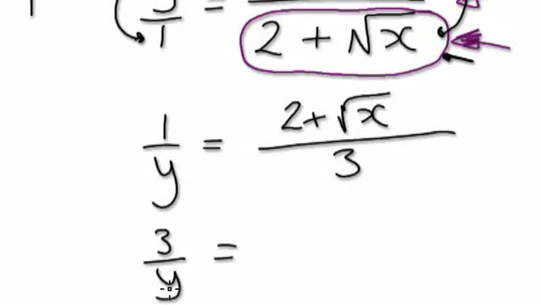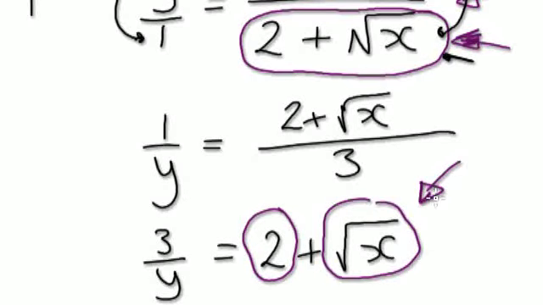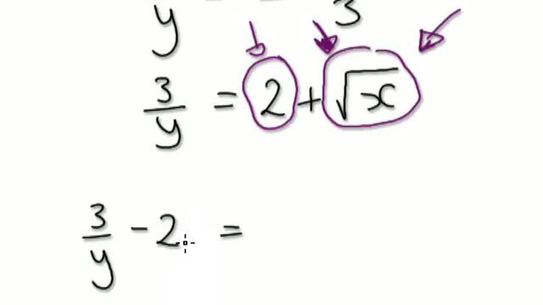You have 3y, and then 2 plus root x. Visualize it as this bubble plus this bubble here. Keep an eye on x. x is what you're trying to make the subject. So x is in this bubble here. So kill off this thing here, which is take away 2. So it would be 3 over y, take away 2, equals root x.